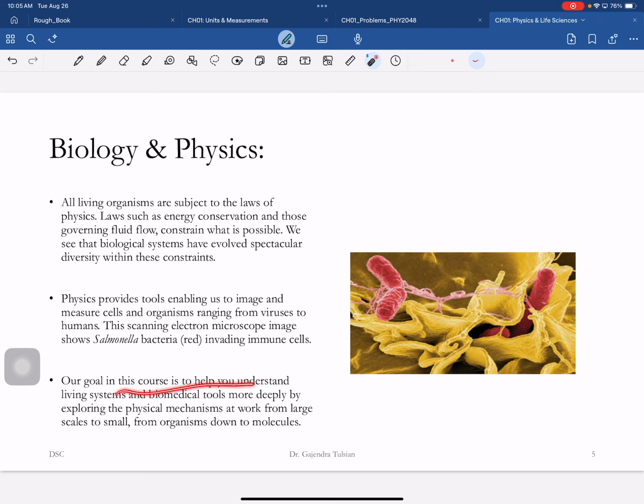So our goal in this course is to help understand living systems and biomedical tools. So we want to understand how everything works. I want you guys to ask questions. I might not have all the answers, but I'm going to send you down rabbit holes. That's my goal.